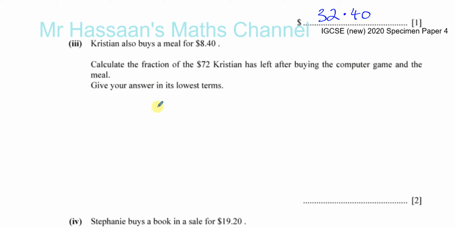So first of all, let's work out what he's got left. What he's got left is 72 minus what he spent, which is 32.4 plus 8.4. That's what he spent, and that's what he had. So this is going to tell us what he's got left, not the percent, not the fraction, but just the amount.